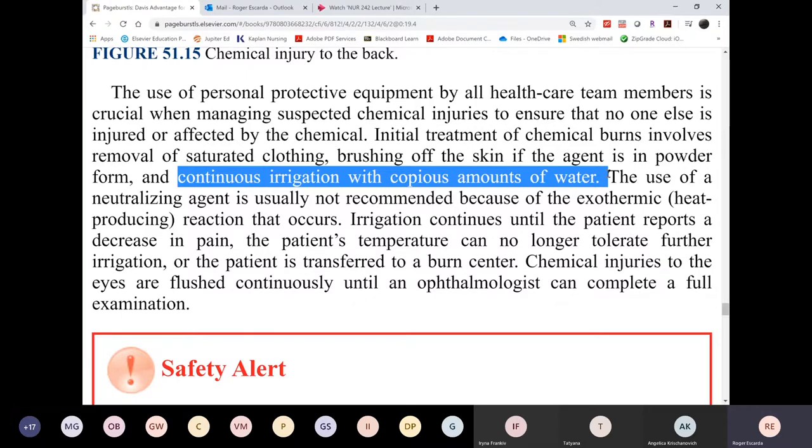As far as removing clothing, of course, the only safe action to do that is if the clothing is not stuck to the skin, right? Because sometimes when you get burned, the clothing is also melted and it may end up sticking to the skin. So if it's stuck, then don't rip it off, because it's not like ripping off a band-aid. Now you'll also rip off the skin.